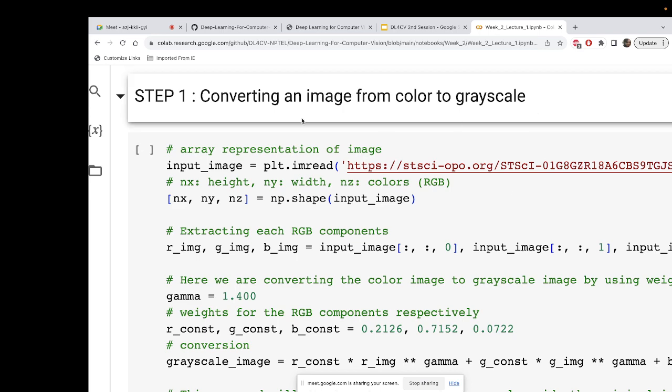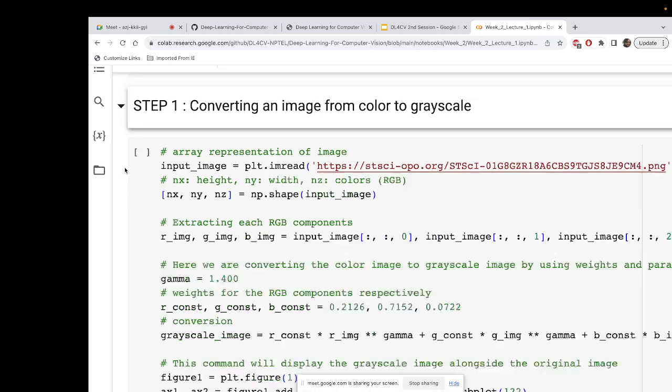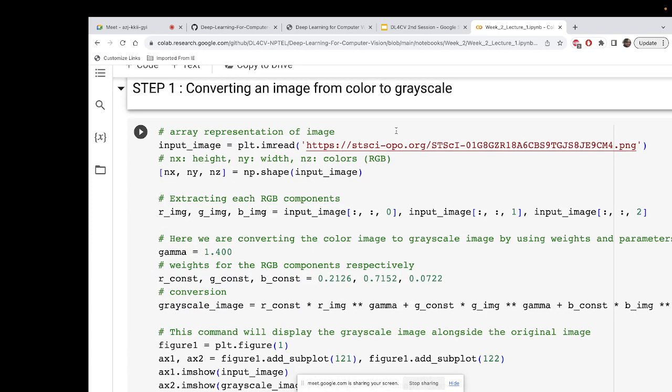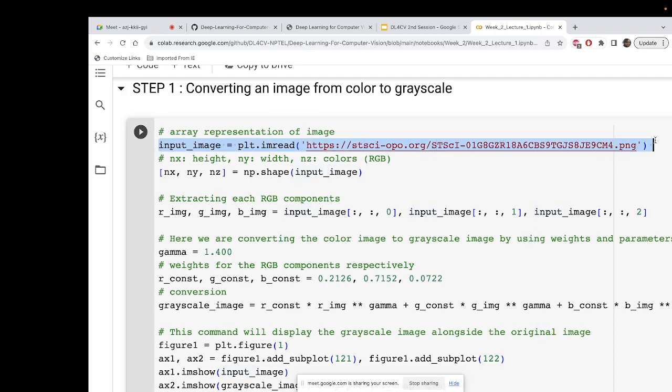The first step is not a very important step, but what it does is load an image which is stored somewhere on the net, and it will just read it. Now in this input image variable, I have put the image that I have read, and now I am storing the shape of that image.